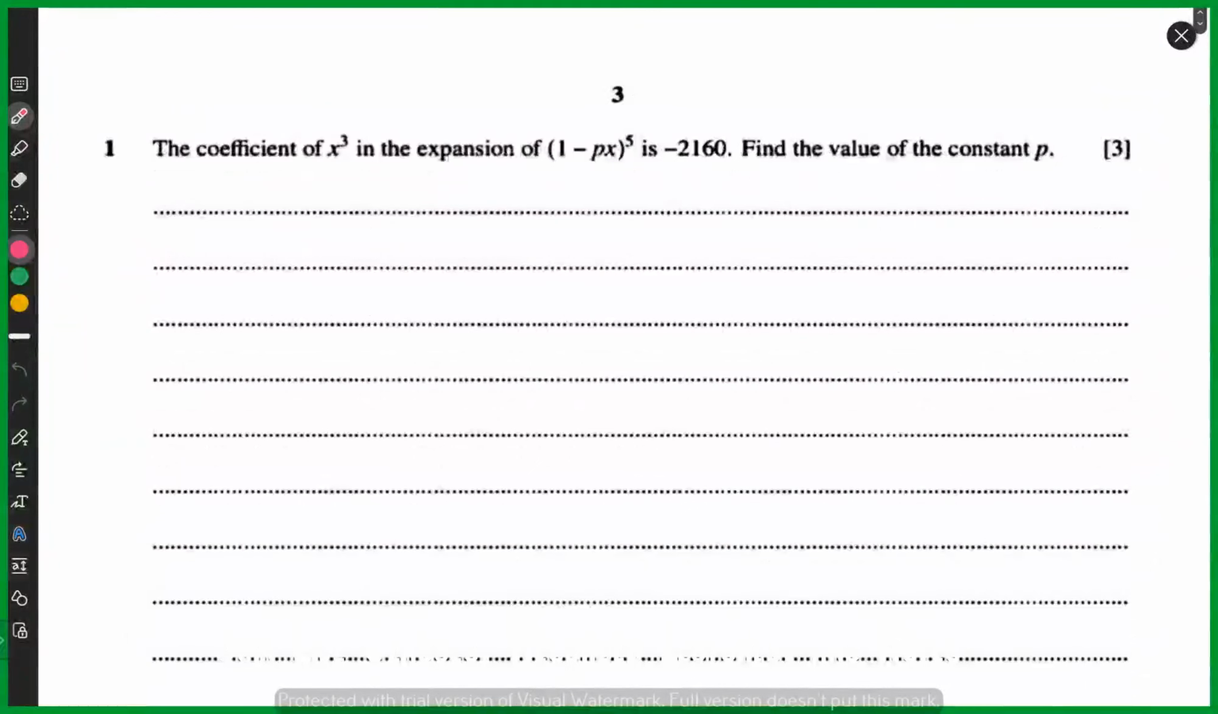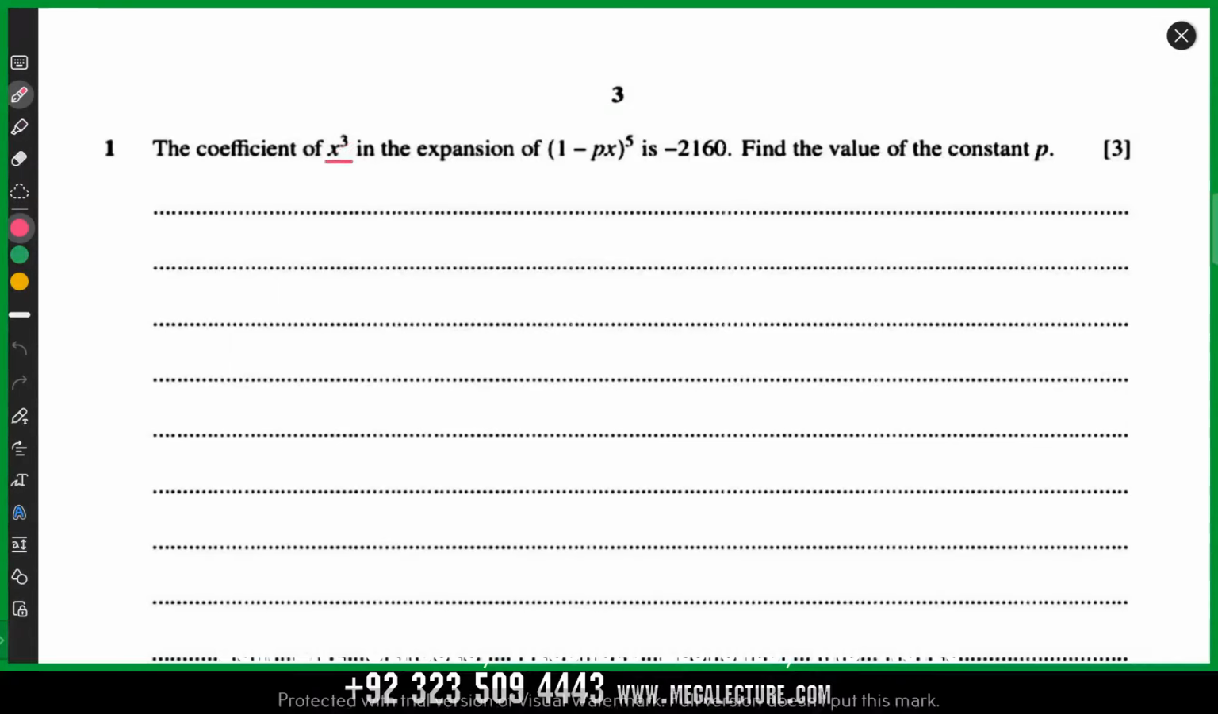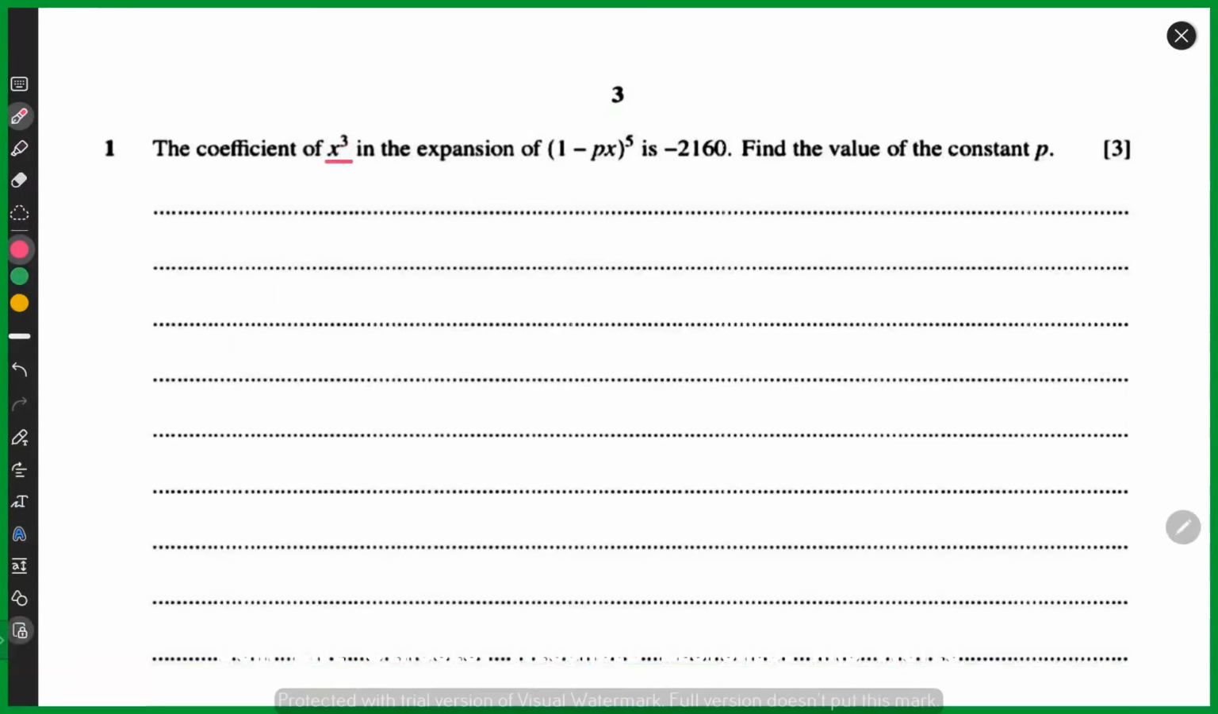Now, as I told you, this question is going to appear in the beginning. Questions about expansion and all of that would come in the beginning. Is the examiner asking you to expand and find the first 4 terms or stuff like that? No. He's talking about some specific term, the term that has x cubed in it. So this is what you need to understand.